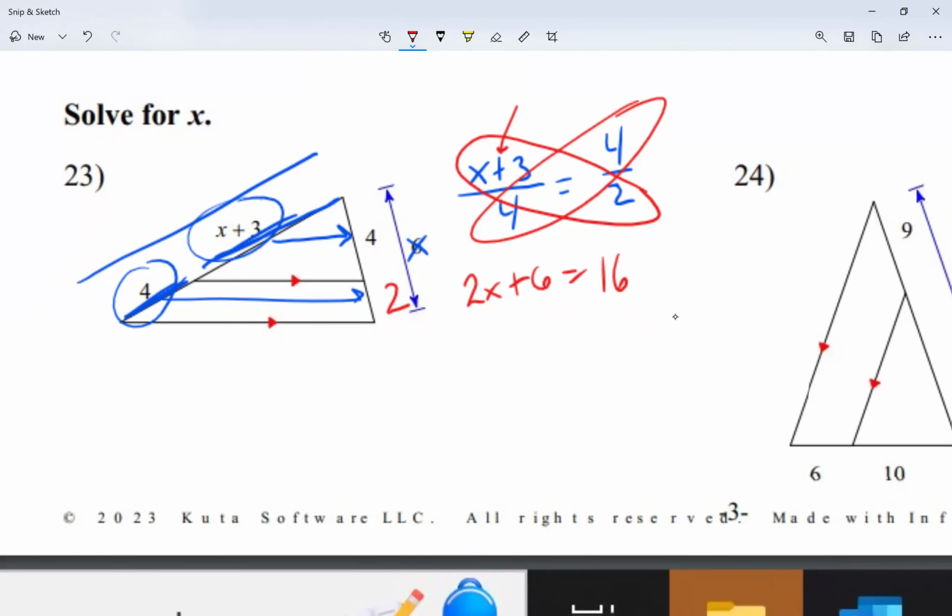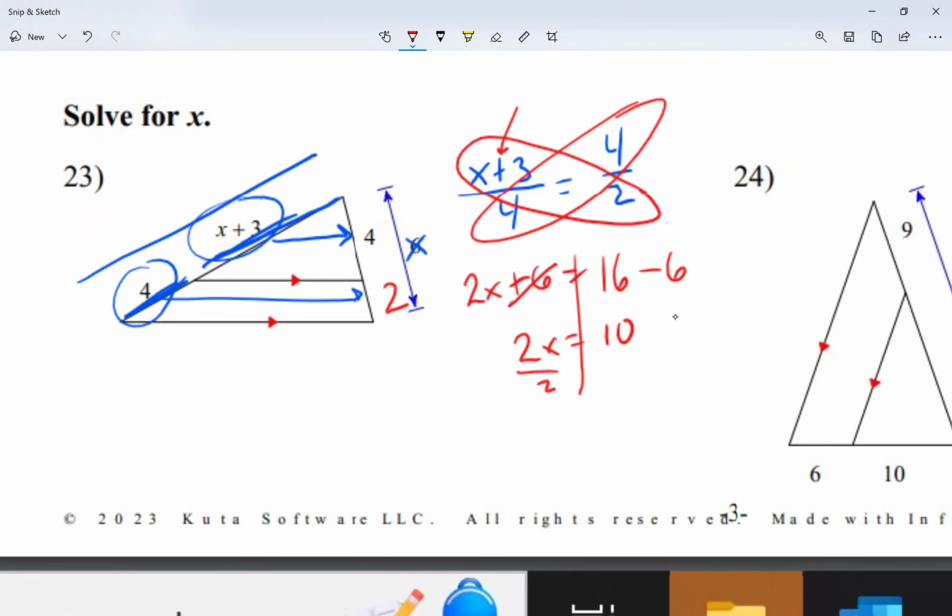Now the rest is just plain algebra. Let me separate my sides through the equal sign. I want to have the 2x by itself. So this plus 6, let me move it over as a minus 6. Don't forget to switch the sign. So that gives me that 2x is equal to 10. Right? 16 minus 6, that's how I got the 10. Now let me divide both sides by 2 to get the x by itself. 10 divided by 2 is 5. My instructions say solve for x. Well, guess what? X is equal to 5.